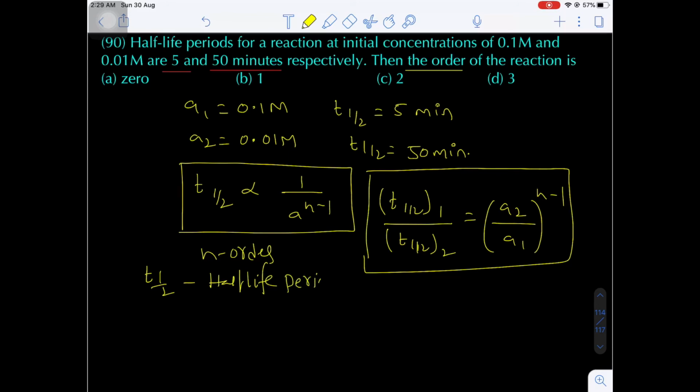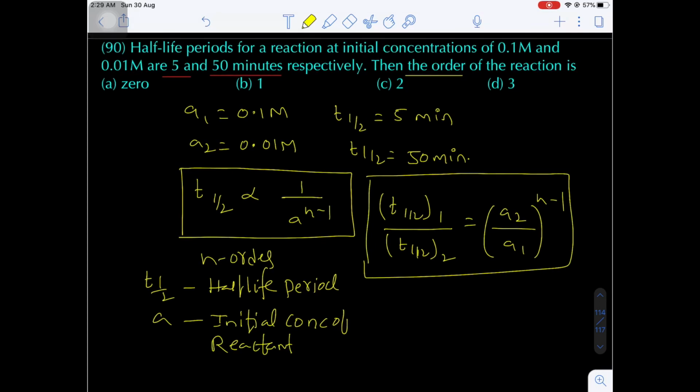Half-life period. What is the A? Nothing but the initial concentration of reactant. Now tell me what is the first half-life given? 5 minutes. What is the second half-life given? 50 minutes. What is the second initial concentration? 0.01 molar. First initial concentration, 0.1 molar, to the power what?